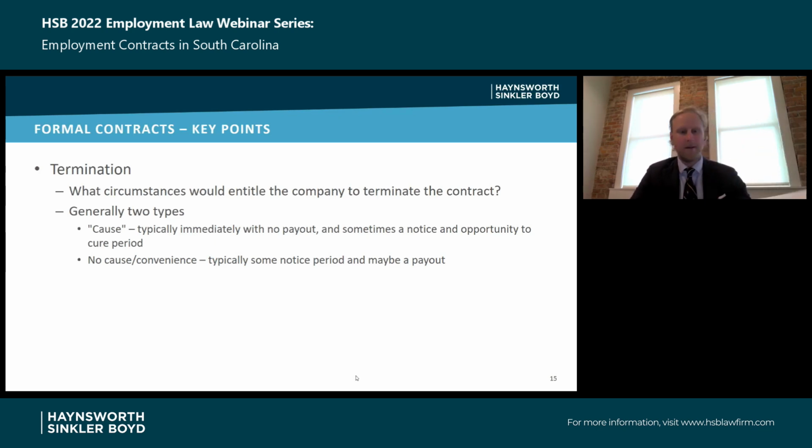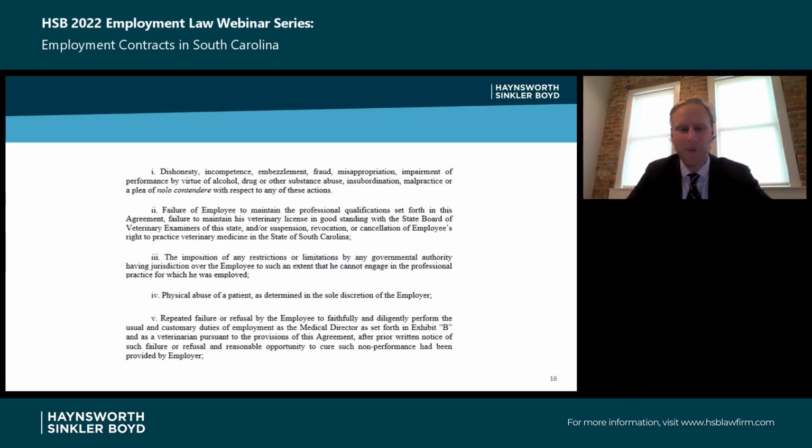One other thing, and I've got some examples here of a for cause provision that we can look at, just as an example of things that we typically see that would give rise to firing somebody immediately. You see the first bullet point there. It's dishonesty, incompetence, embezzlement, fraud, malpractice, a guilty plea of any of that type of thing.